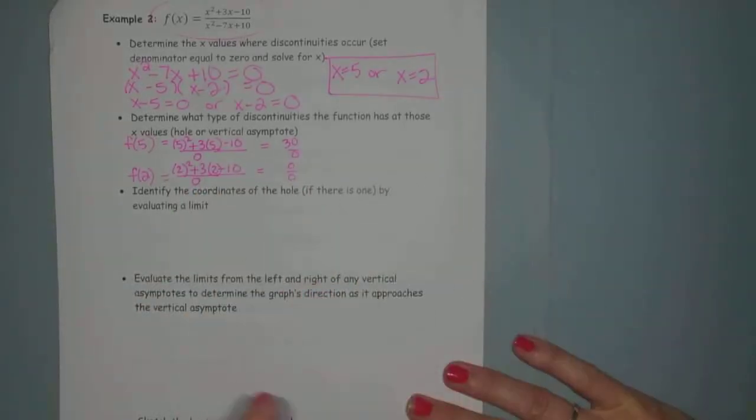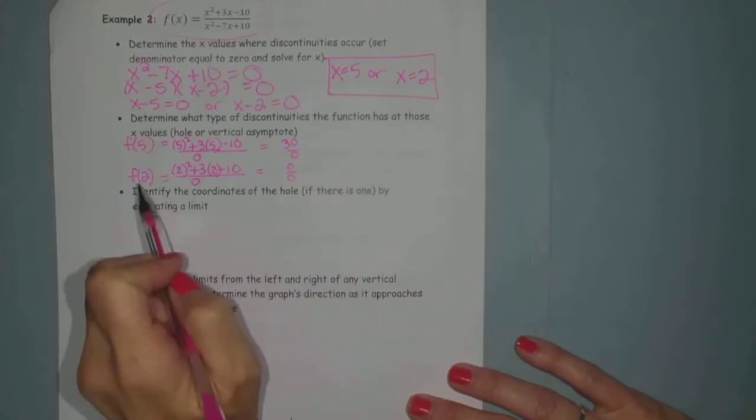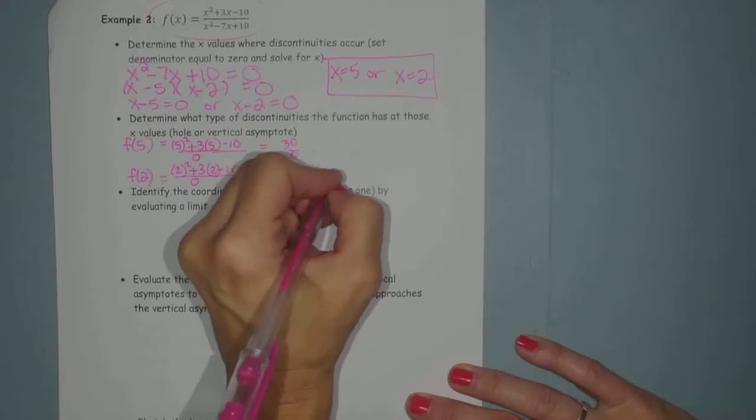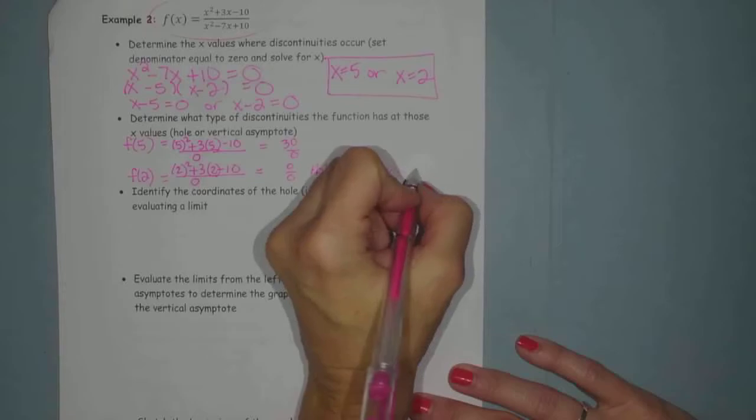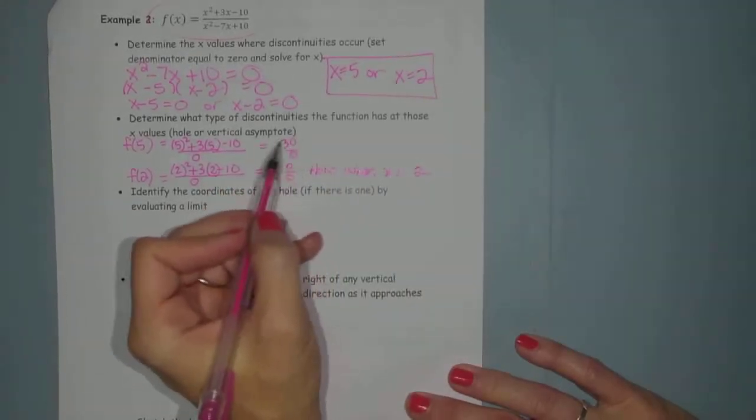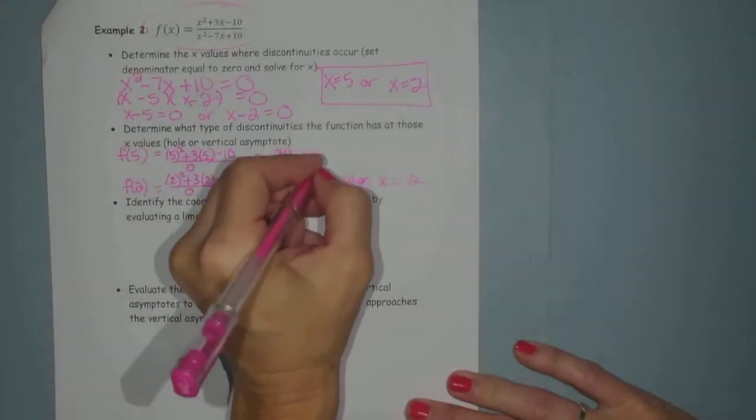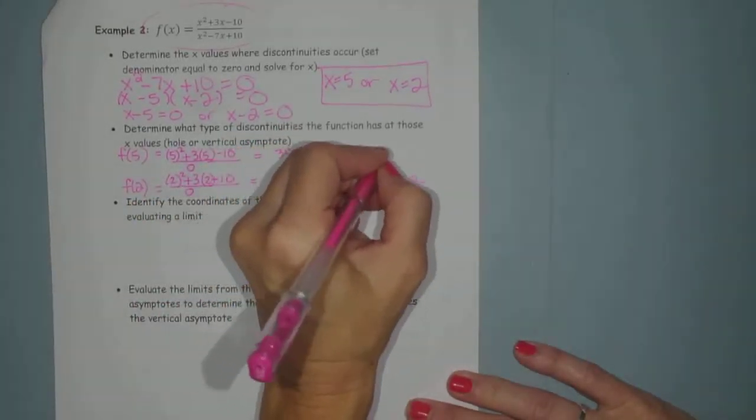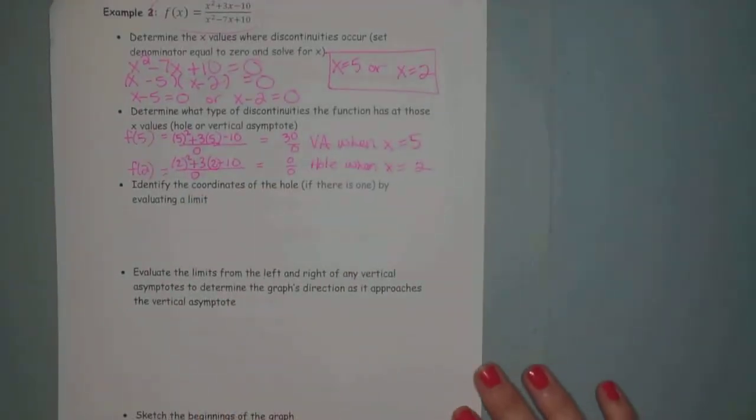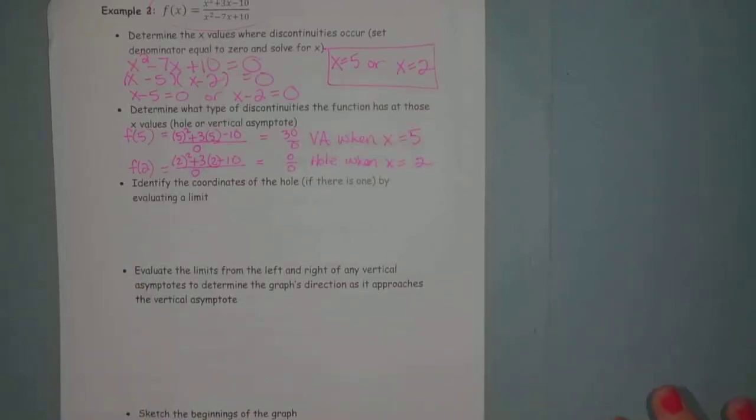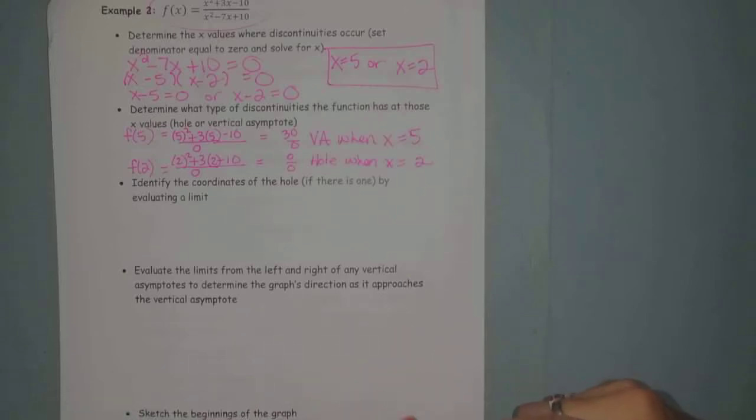Now we know from the front page that we read, when you get 0 over 0 as your answer, you know there is a hole when x is, boom, 2. And when you get any other number that's not 0 over 0, you know you have a vertical asymptote at that x value, which is 5. So this is what we have going on here. Okay. Identify the coordinates of the hole, if there is one, by evaluating a limit.